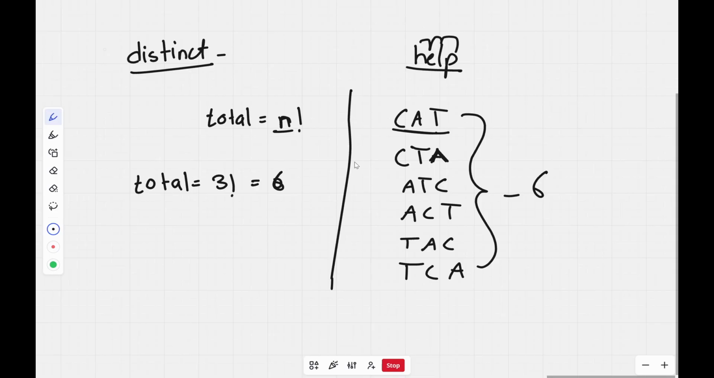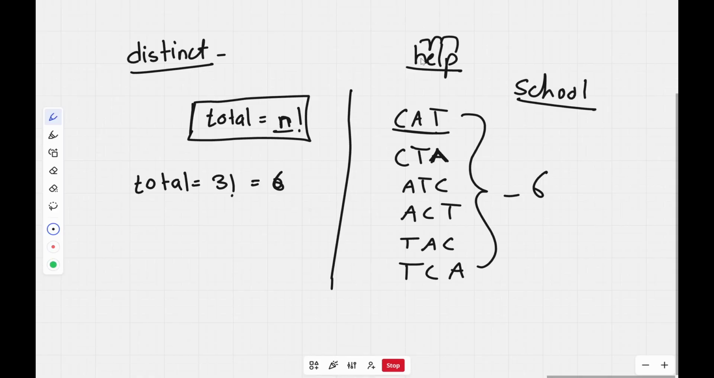Now let's take an example of school. We cannot calculate the number of ways to arrange the letters of school correctly by using this formula. So we have a different formula for that. But before that, we need to know that the total ways to calculate arrangements of distinct letters in a word are n factorial.